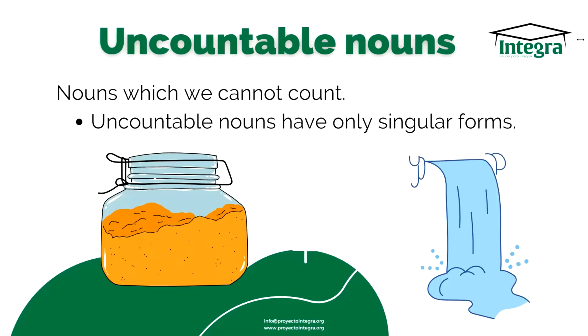Uncountable nouns, we cannot count them, and we only talk about them in singular forms. We never add the letter S at the end. For example, when we talk about powder or water, they cannot be counted.